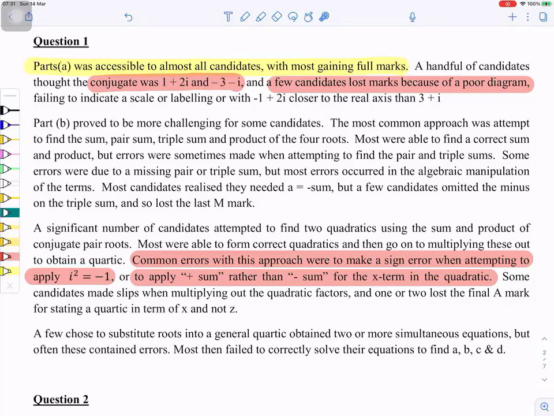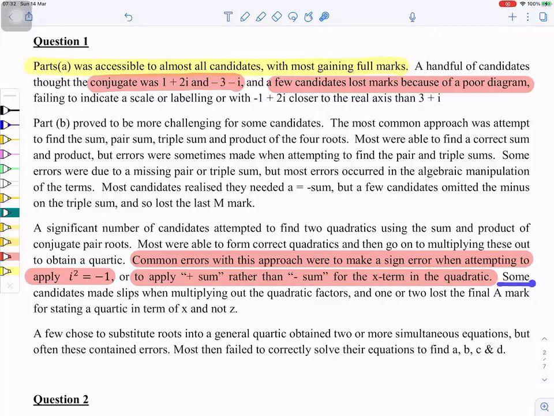Coming down to the bottom, something which was common. Common errors with this approach were to make a sign error when attempting to apply i squared. What that is saying is that i squared is equal to minus 1. You remember I said put it in your calculator so that you don't make the mistake. So that when you get a minus 1, it would help you to work out when you are subtracting, and you would apply a plus instead of a minus. So very important to check that with your calculator if you're not sure.